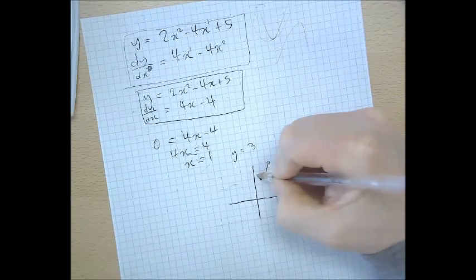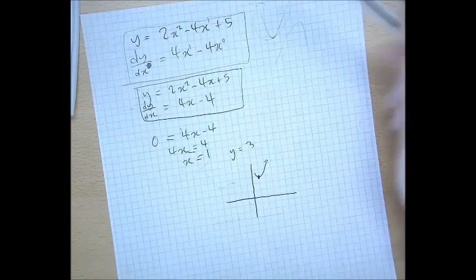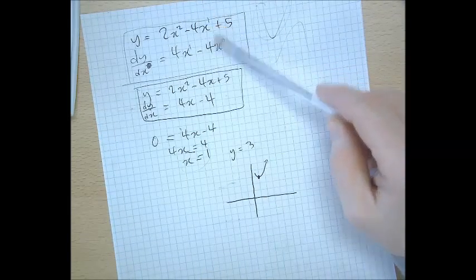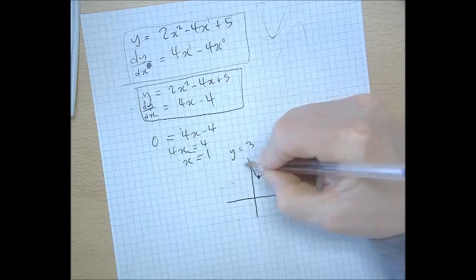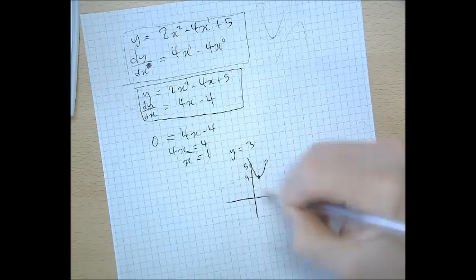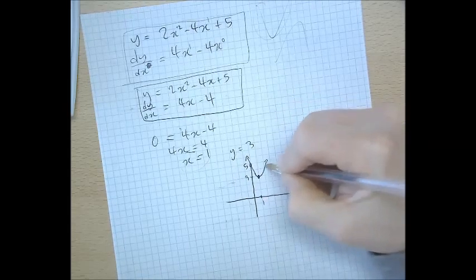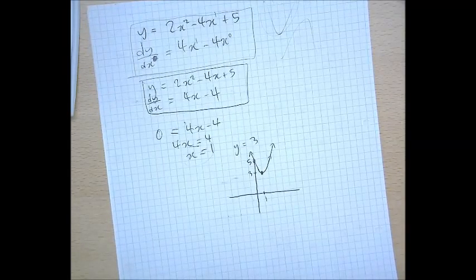Now I told you there was never any excuse for not doing the y-intercept. If you put a 0 in there, what do you get? 5. So there we go, there's my graph. Is everyone cool?